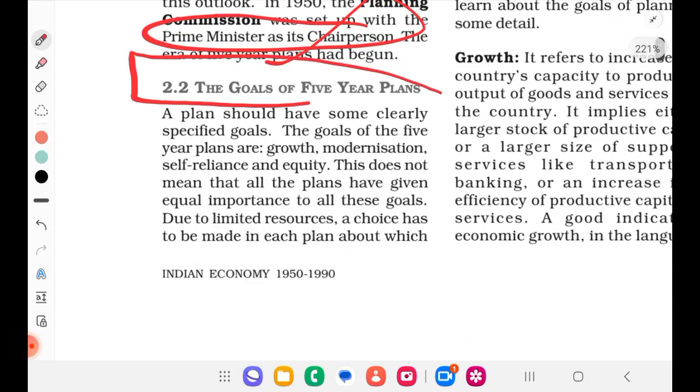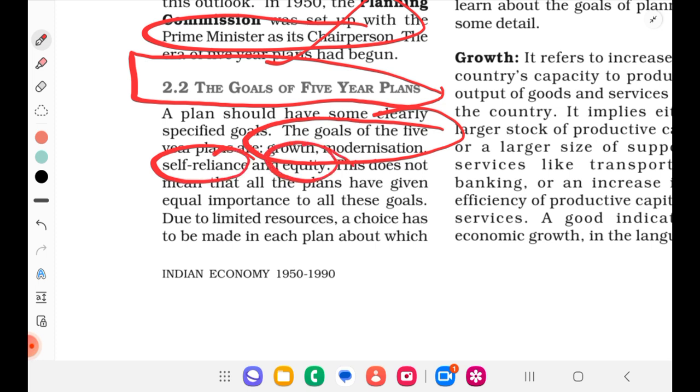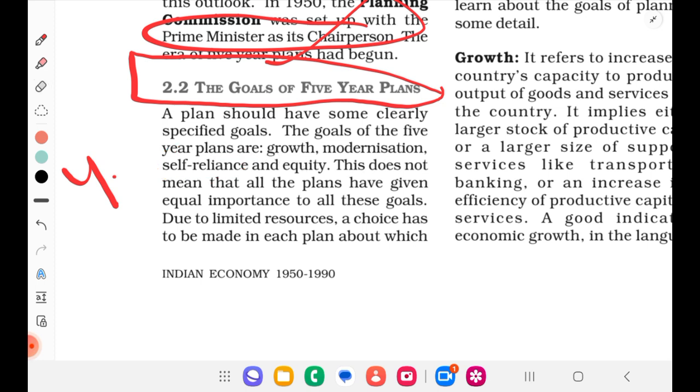Now we'll see the goals of 5-year plans. A plan should have some clearly specified goals. The goals of 5-year plans are growth, modernization, self-reliance, and equity. These are the four pillars: growth, modernization, self-reliance, and equity. This does not mean that all the plans have given equal importance to all these goals.